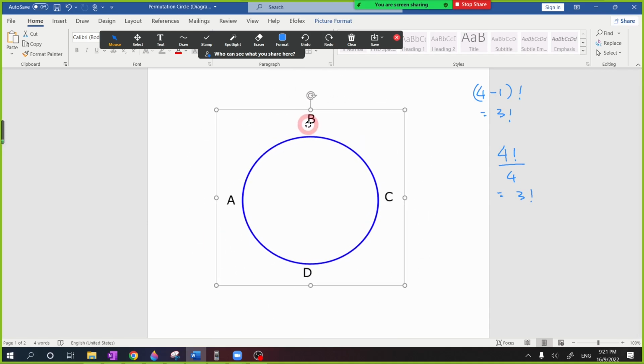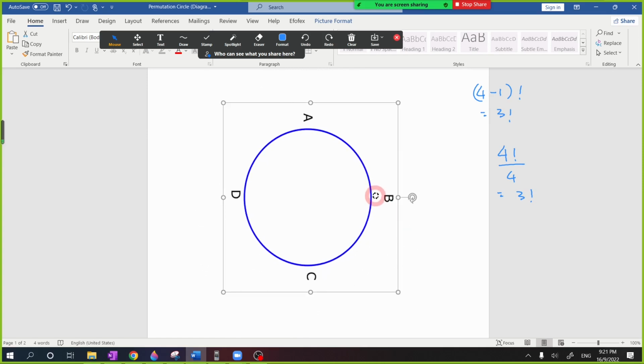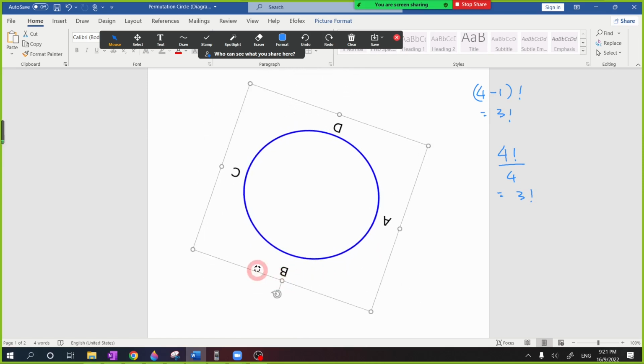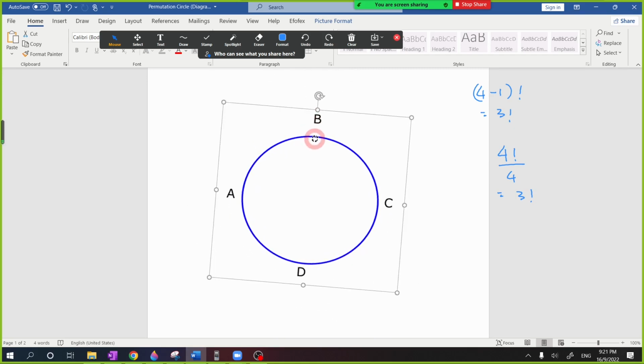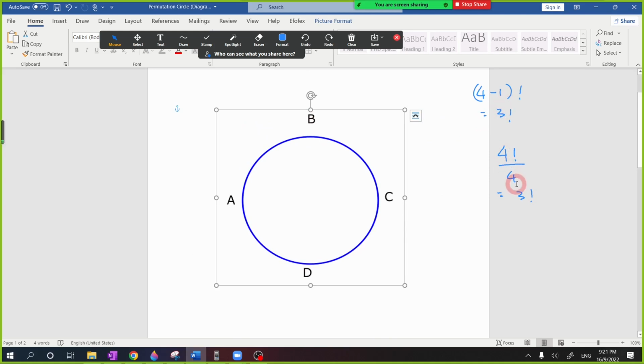Okay, this is actually the same with this one, and this one. So that's why we need to divide the answer by 4. Or we can just minus 1, then factorial. Okay, 4 minus 1 factorial. Why minus 1 is actually this.